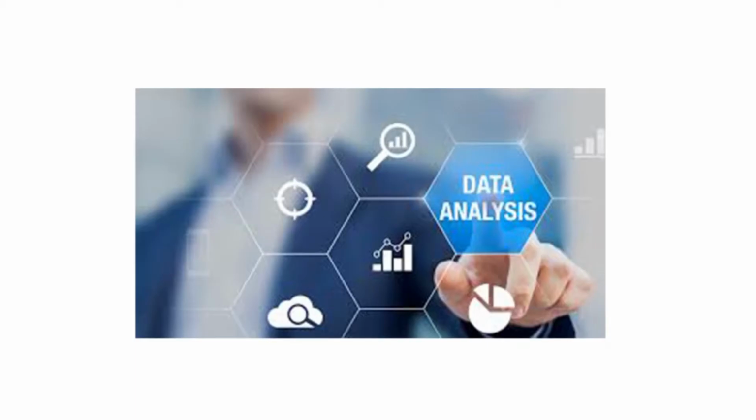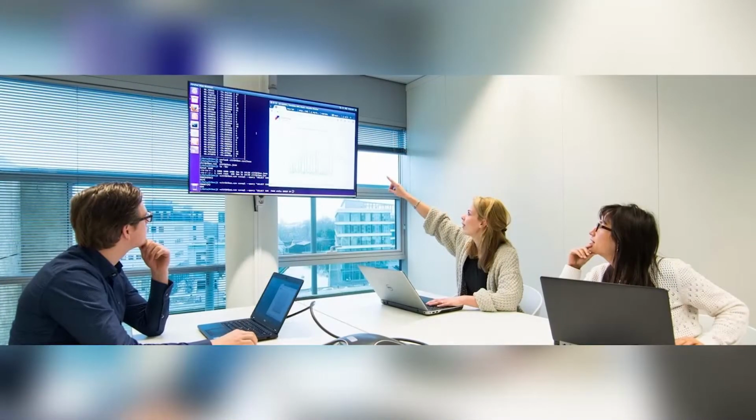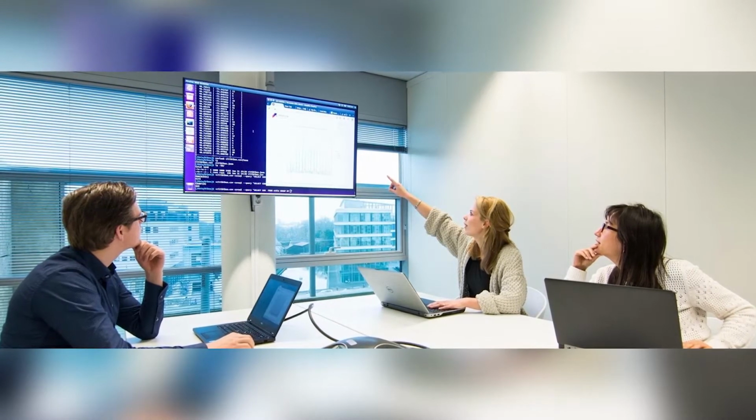Data analysis is the process of examining data sets in order to draw conclusions about the information they contain, increasingly with the aid of specialized systems and software. Data analysis technologies and techniques are widely used in commercial industries to enable organizations to make more informed business decisions, and by scientists and researchers to verify or disprove scientific models, theories, and hypotheses.